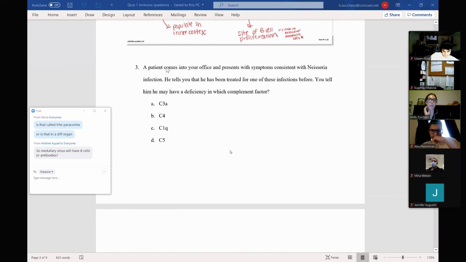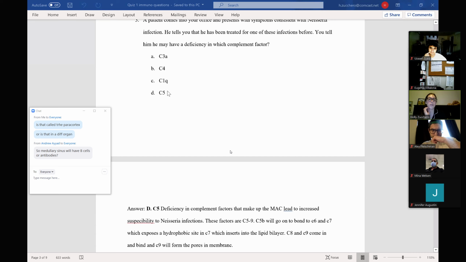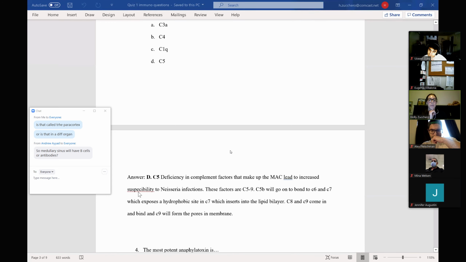Okay, so question 3. A patient comes into your office, presents with symptoms consistent with Neisseria infection. He tells you that he's been treated for one of these infections before. You tell him he may have a deficiency in what complement factor? That's going to be a deficiency in C5. If I had listed C6, 7, 8, or 9, those could have been answers as well. Deficiencies in any of the terminal complement factors, meaning C5 to 9, can lead to increased susceptibility to Neisseria infections.